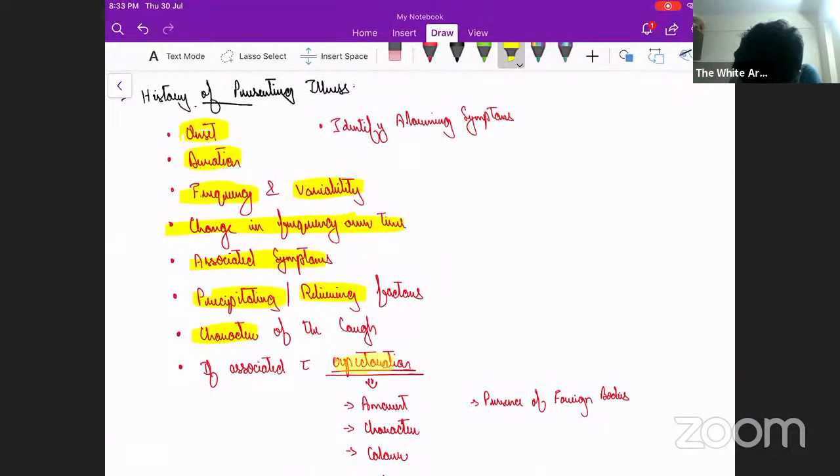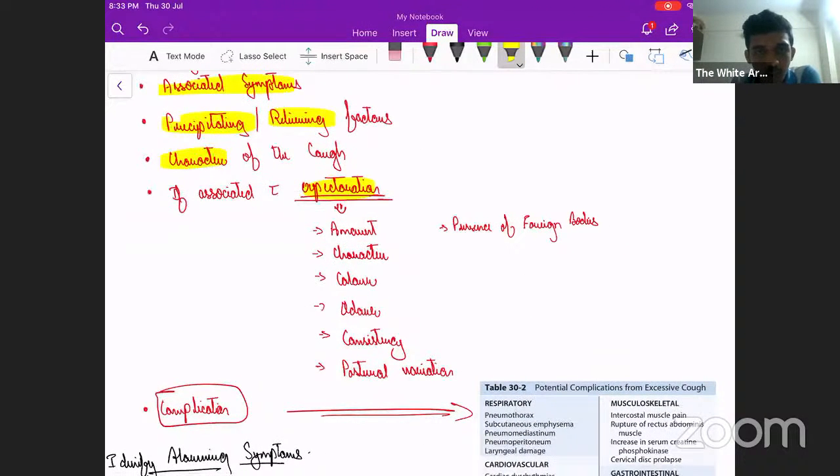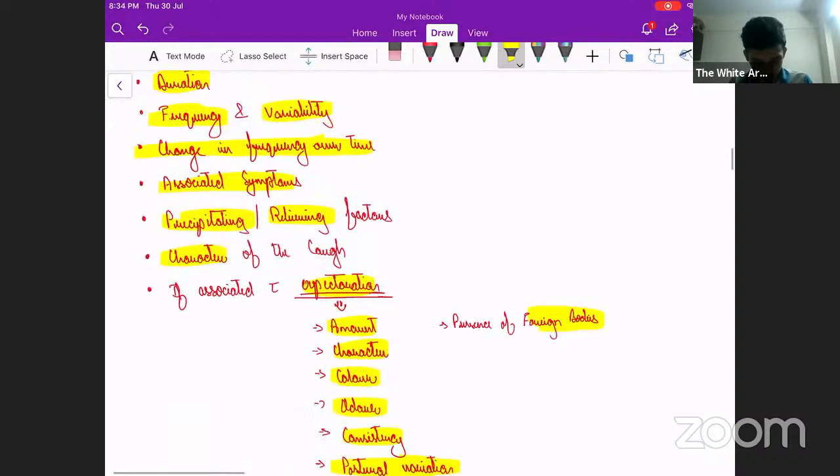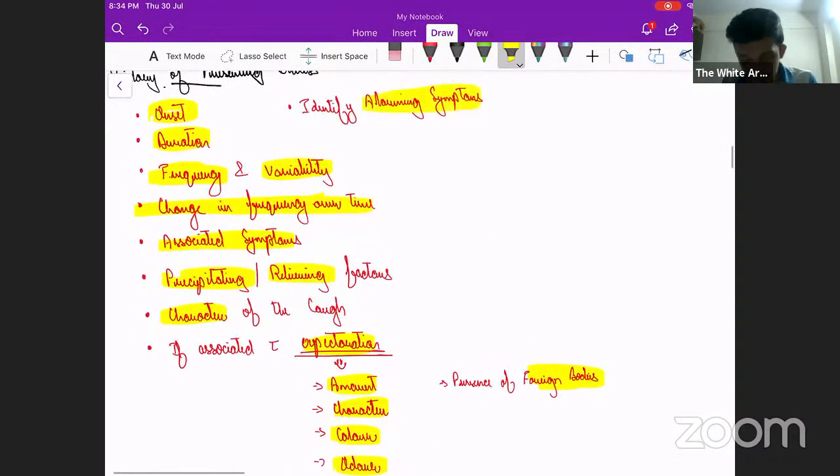comes to expectoration, if it is associated with any expectoration. So if associated with expectoration, what all will we ask for? We'll ask for amount, character, color, odor, consistency, and whether any postural variation is present. And finally, along with the sputum expectorated, if there is any foreign body that is present. And with all this history, if there are any alarming symptoms, that requires immediate diagnosis and treatment.